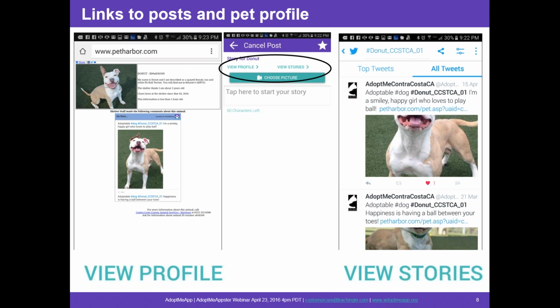Yeah, I know. I've had the same problem when I go to take the photos of a bunch of cats. So yes, it is handy there to be able to do that. And this, by the way, is a dog at the Contra Costa shelter, Donut.